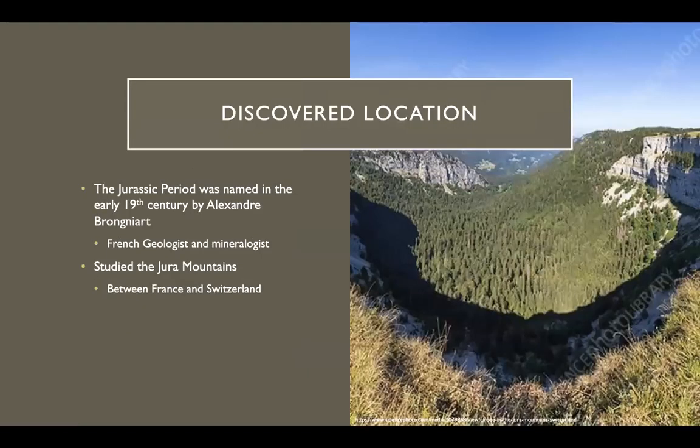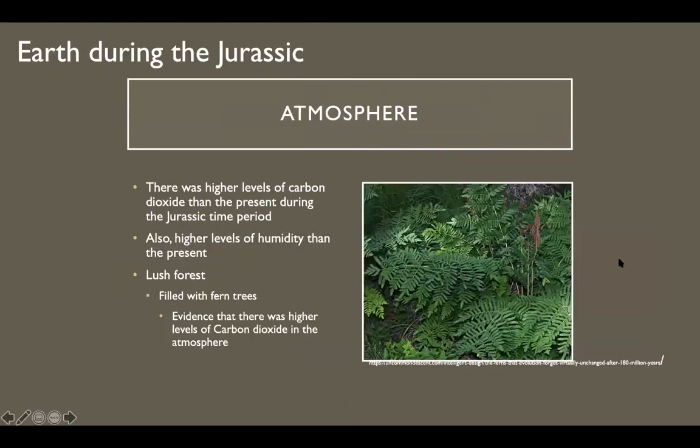So the discovered location. The Jurassic period was named in the early 19th century by Alexandre Brongniart, who was a French geologist and mineralogist, and he studied the Jura Mountains, which is where the Jurassic got its name. This is found between France and Switzerland, and this is actually an image of it on the Switzerland side.